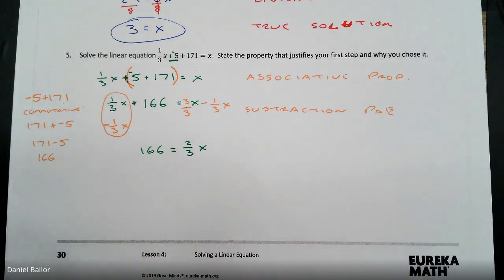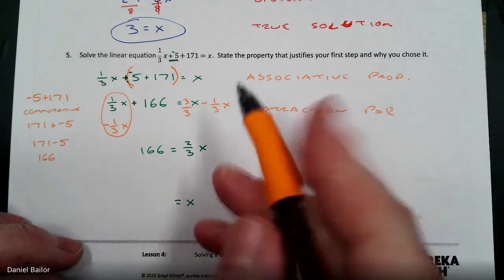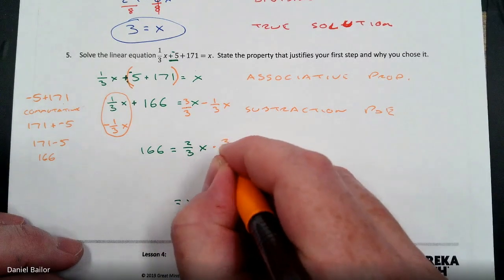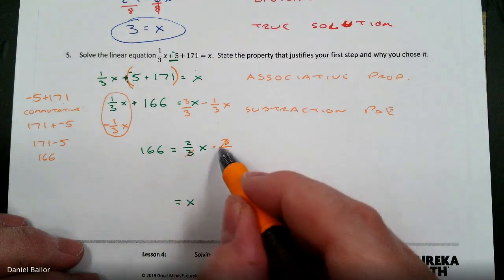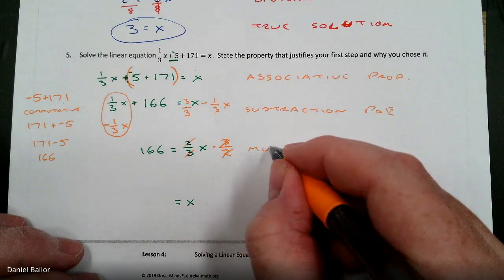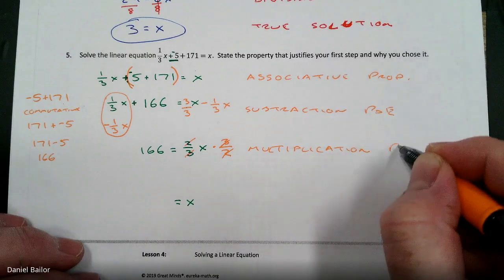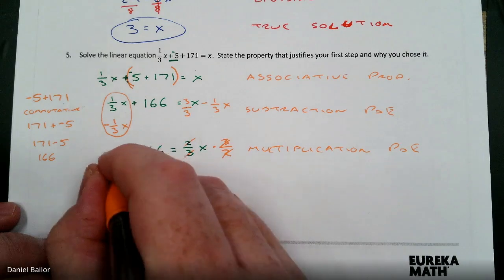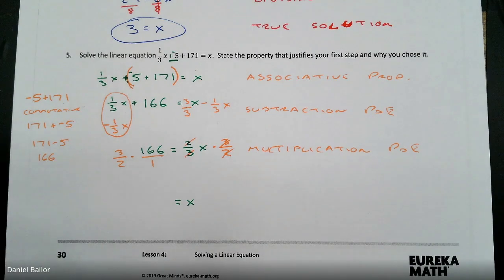But the x is still not all by itself, and I really want the x to be alone. This is 2/3 times x. So to make it go away, I need to, remember, multiply by the reciprocal. Multiply by 3/2, because the 3 and the 3 cancel, the 2 and the 2 cancel, and that just gives me x by itself. But I need to use the multiplication property of equality, because if I multiply this side by 3/2, I have to multiply the other side by 3/2.